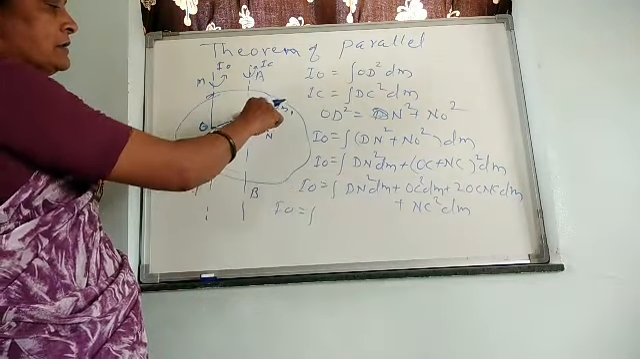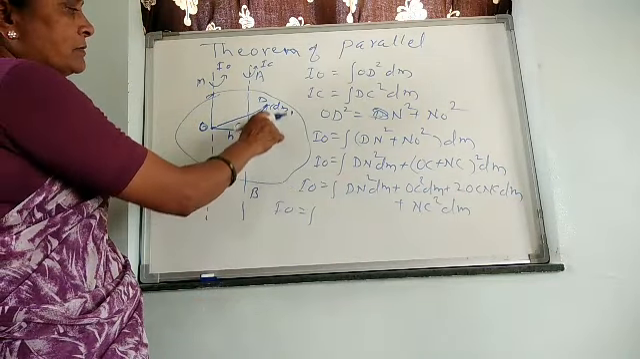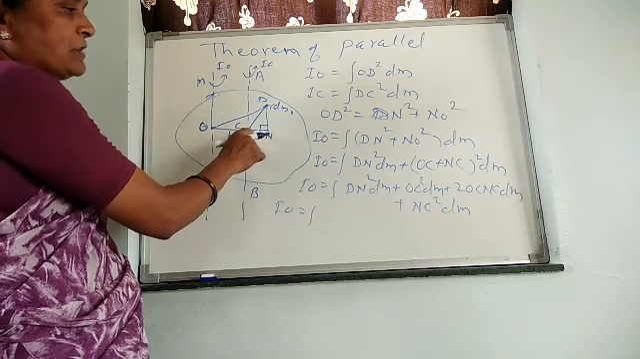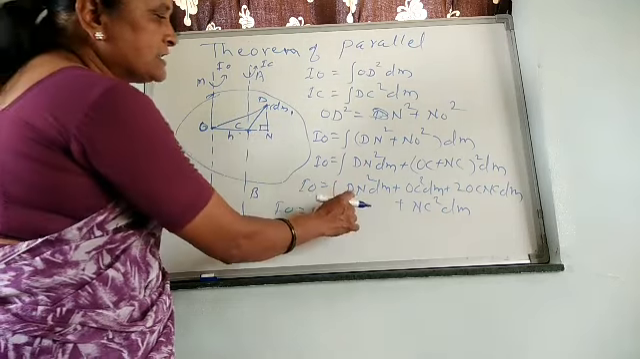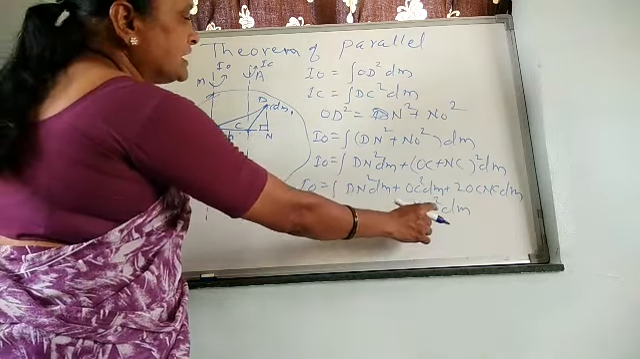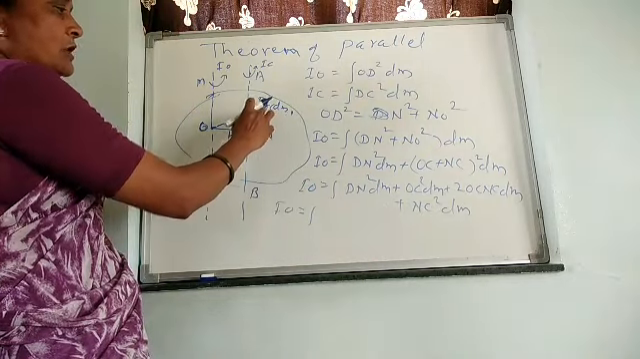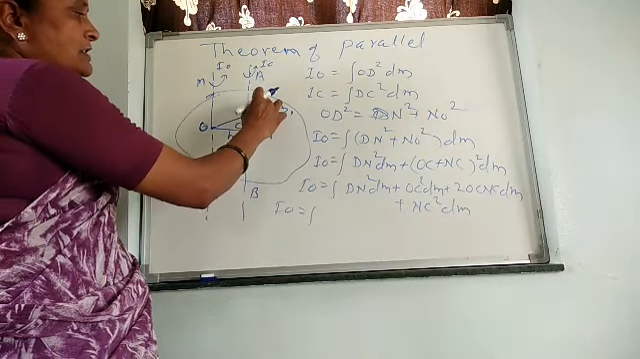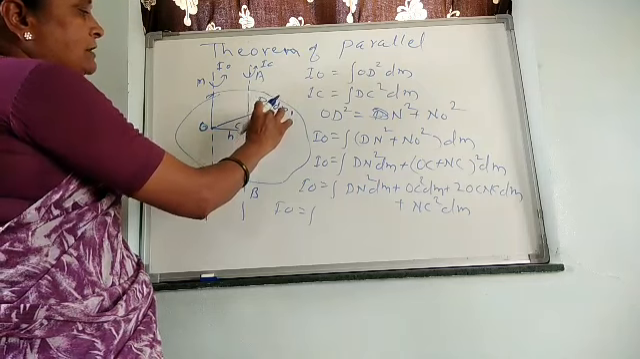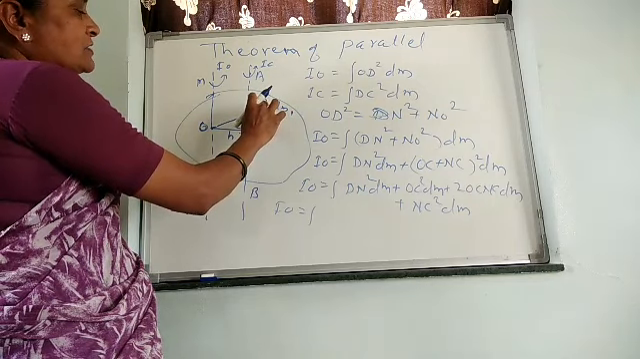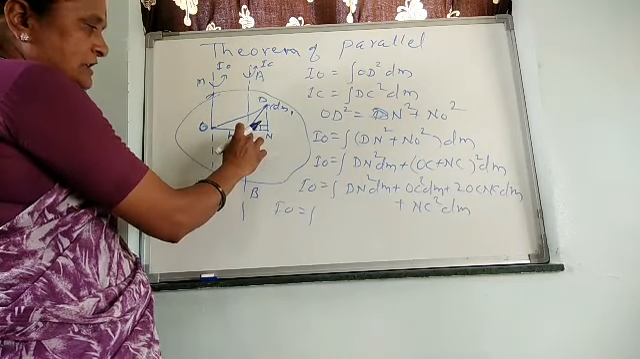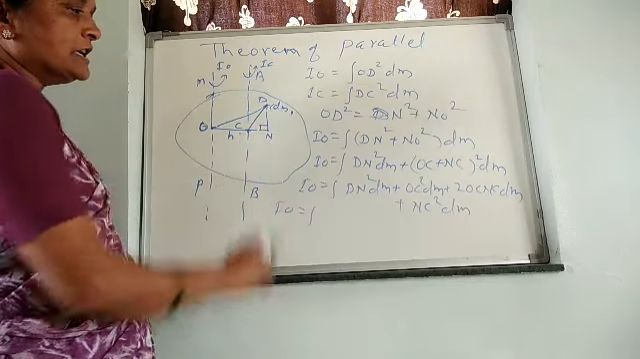As you know, NC square plus DN square will be equal to DC square. This is also a right angle triangle. That means DC square is equal to CN square plus DN square.